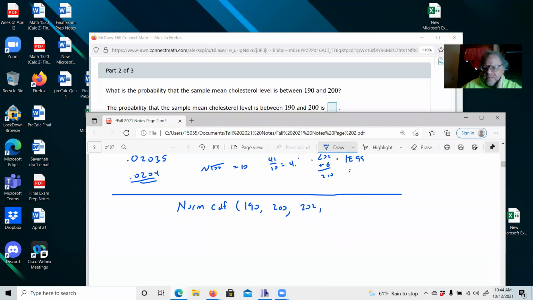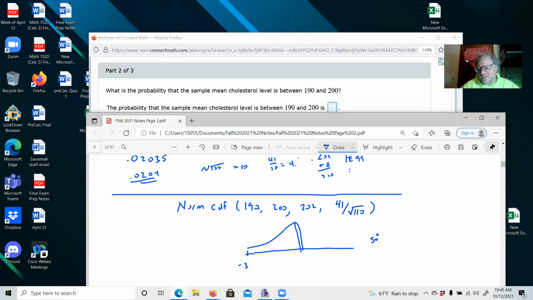202. And we have our standard deviation. This was 41 over the square root of 110. So again, this was about 4. If I subtract off 12, that's going to be 190. So we're going about 3 standard deviations down, roughly, to 200. That's going to be too close, almost the average. So it's not going to be 50%, but a little under. If I get somewhere between 0.4 and 0.5, that's probably about right.